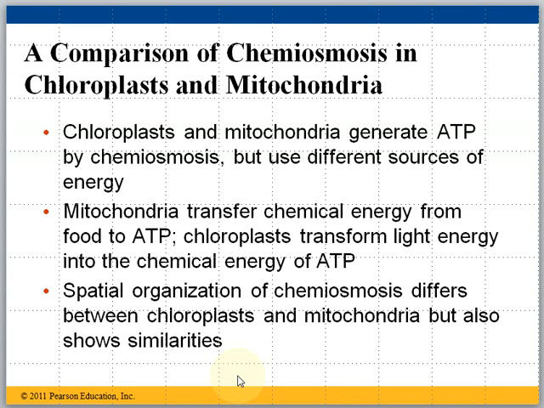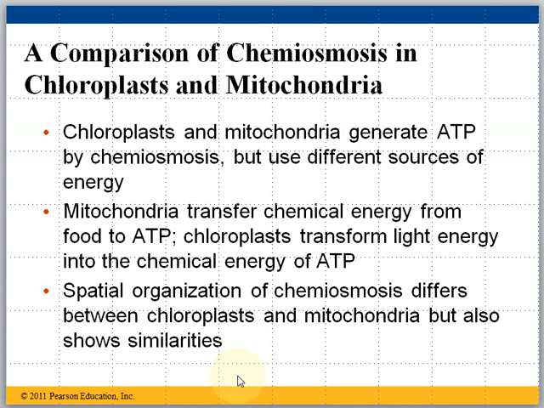In the mitochondria, which is of course involving respiration, the electrons for chemiosmosis come from organic molecules. In chloroplasts, which is photosynthesis, the electrons come from the splitting of water molecules. So in the mitochondria, we're transferring chemical energy from food, like carbohydrates or proteins or lipids, to ATP, whereas in the chloroplasts, we're transforming light energy into the chemical energy of ATP. So the source of the energy is different for these two organelles in these two different processes.